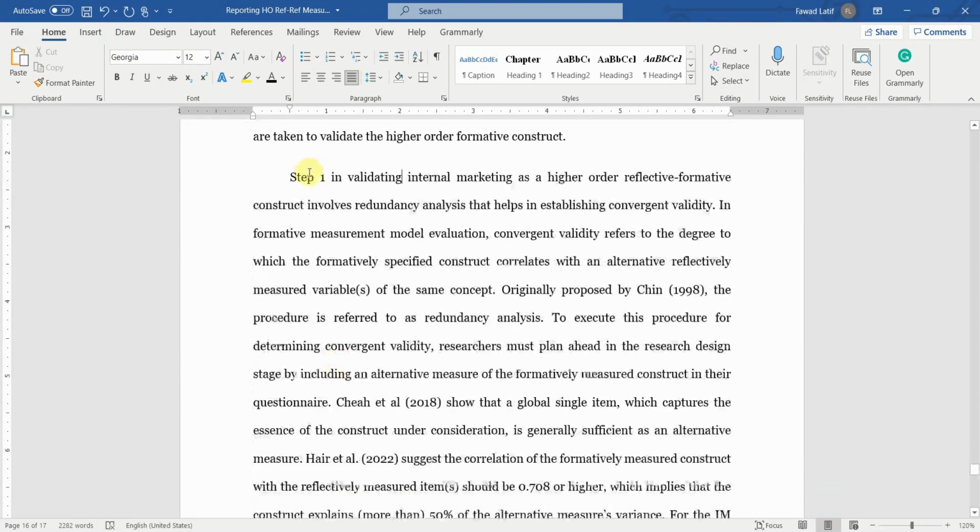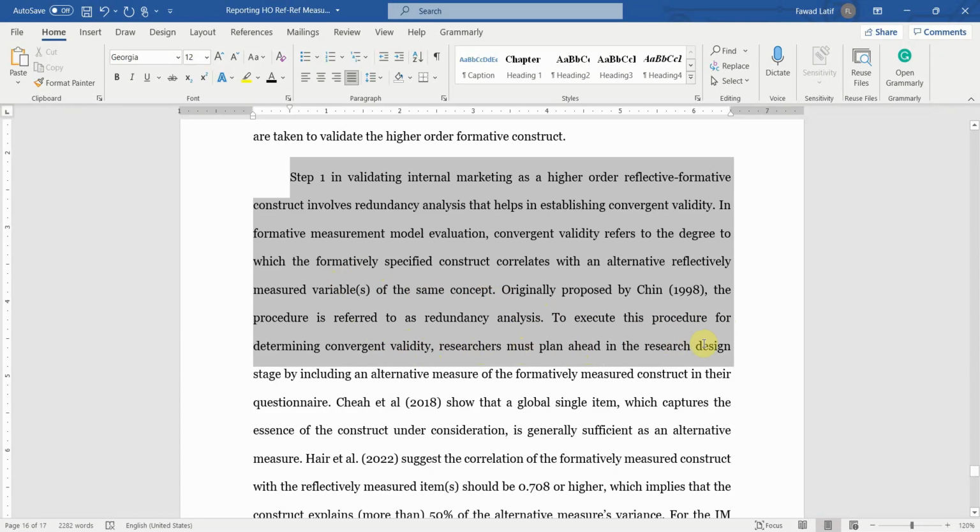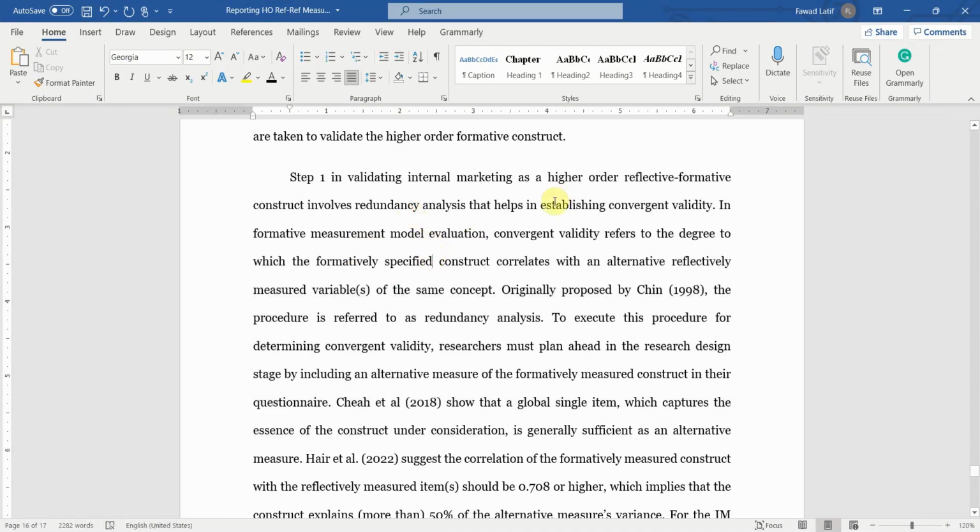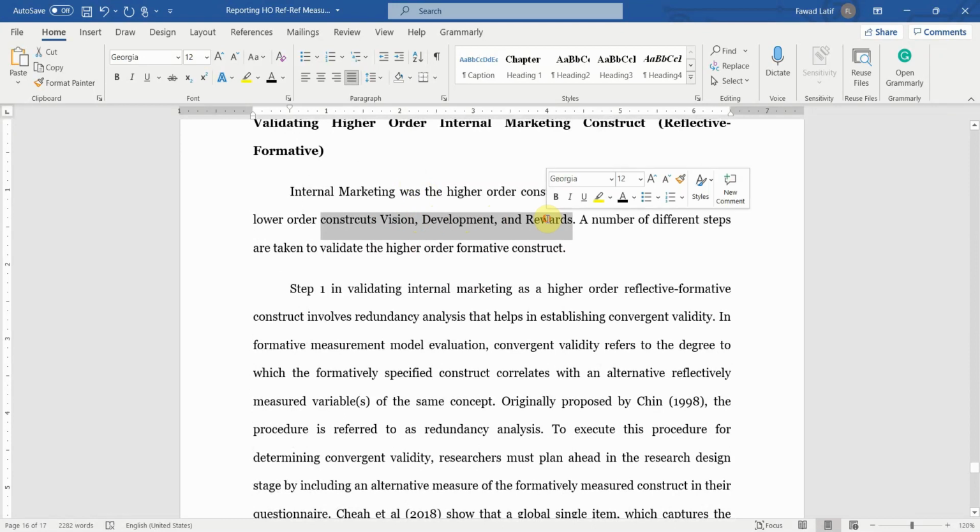Now what is your step one? Step 1 in validating internal marketing as a higher order reflective formative construct involves a redundancy analysis that helps in establishing convergent validity, and that we did in the last session practically. In formative measurement model evaluation, convergent validity refers to the degree to which a formatively specified construct correlates with an alternative reflectively measured variable. For this, you need a global measure. To execute this procedure, researchers must plan ahead in research, as discussed in the last session. How do you plan ahead? They need to include an alternative measure of the formatively measured construct in their questionnaire. According to Cheah and others, you have to have a global single item which captures the essence of the construct under consideration. In this case, I had one global item that asked whether the respondents are happy with the vision, development and rewards.